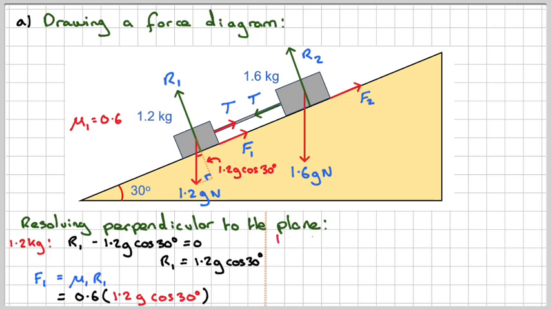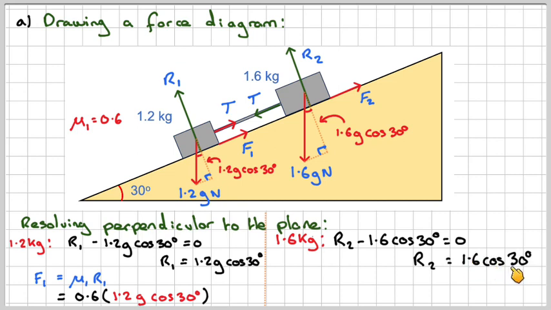Doing a similar thing for the 1.6 kilogram block, we're going to have R2 acting upwards positively, and then this one here, same idea, which will be 1.6 g cos 30 degrees, and that will be equal to 0, which will give that R2 is 1.6 g cos 30. We know that mu2 is 0.4, and therefore using F2 equals mu2 times R2, we're going to get 0.4 times 1.6 g cos 30 degrees. We'll come back to these two equations later.